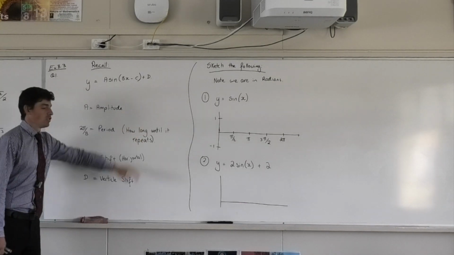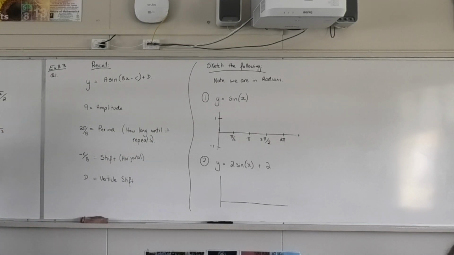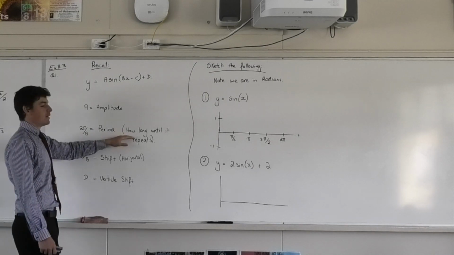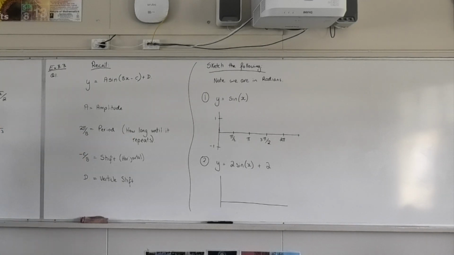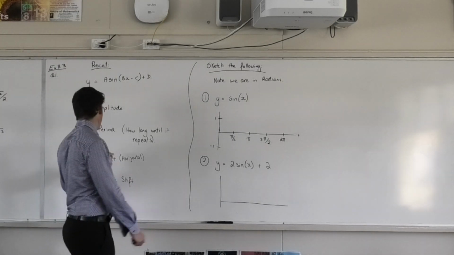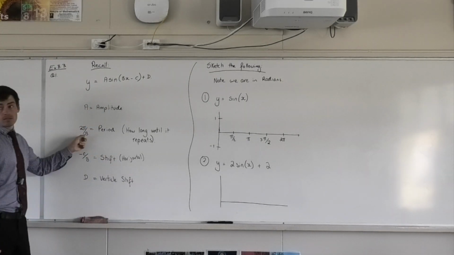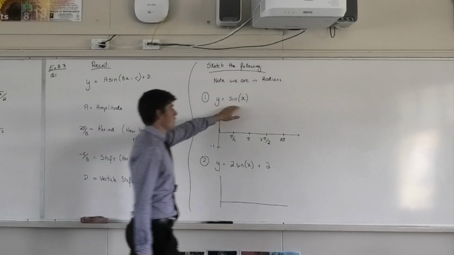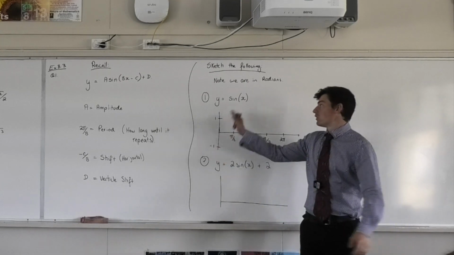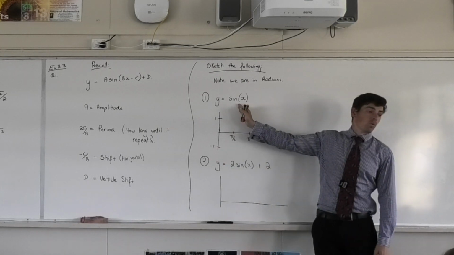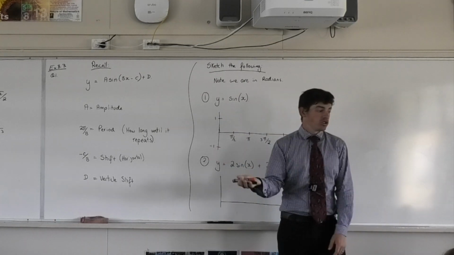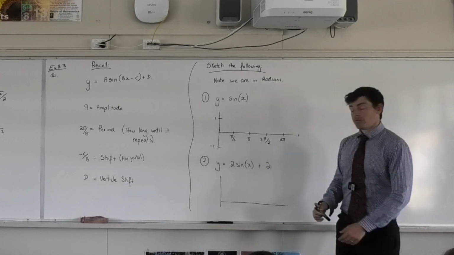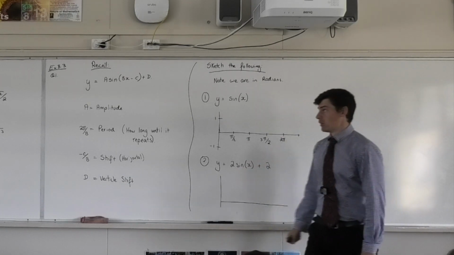A is an amplitude. For those of us who stayed around and enjoyed me trying to time a 40-minute lesson yesterday, the period is how long it takes to repeat itself, and that is found by 2 pi divided by b. Does that make sense? So if we look at this equation here, what's my b value? 1. So it'd be 2 pi divided by 1, which is 2 pi. Cool, we'll come back to that in a second.